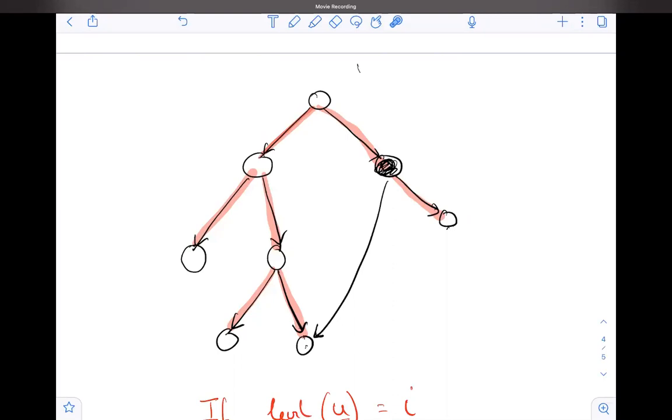Yes, sir. I mean, the graph can contain the edge, but the BFS tree won't contain the red edge. No, this graph itself cannot contain this edge. If the graph contains this edge, then the BFS tree cannot be this. I mean, given the BFS tree is the red edges, right? Yes, then the edge cannot be contained.